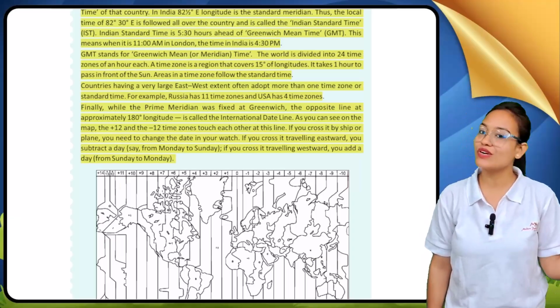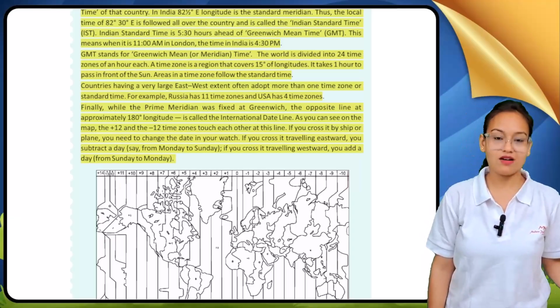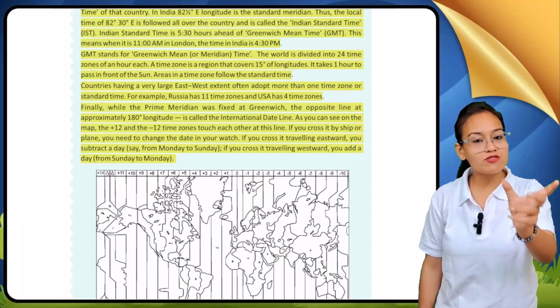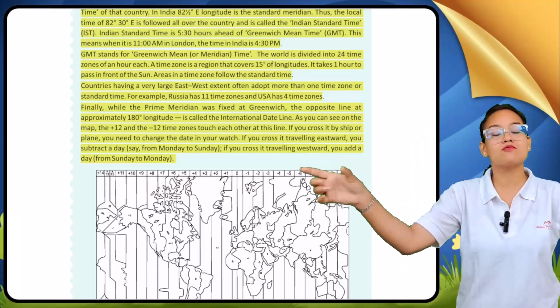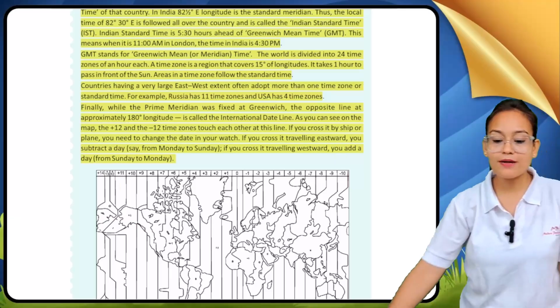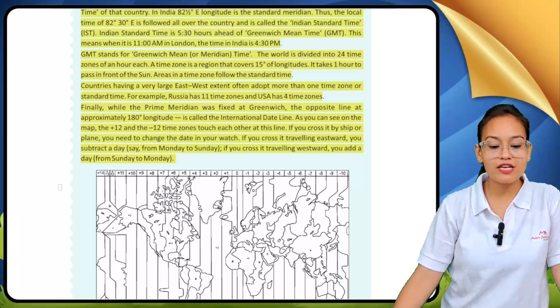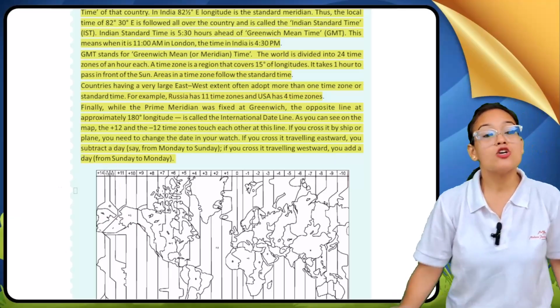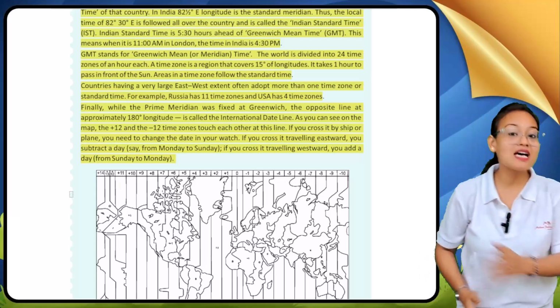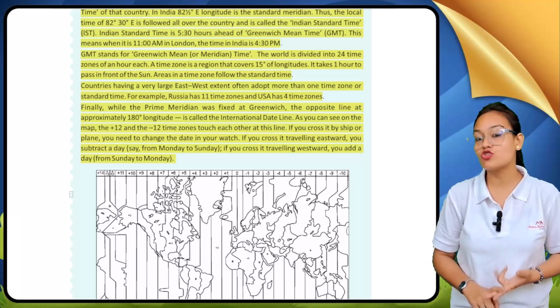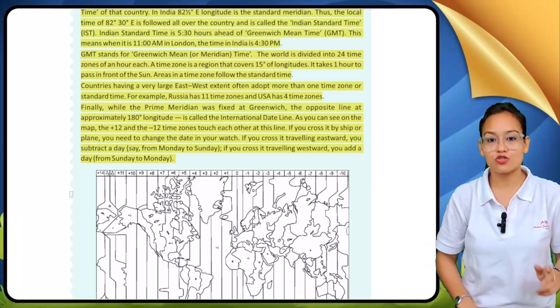You all know there are 24 time zones in our world. So plus 12 zone in one direction, minus 12 zone in another direction. If you cross it by ship or plane, you need to change the date on your watch. So when you are crossing this international date line, you have to change your date and time on your watch.